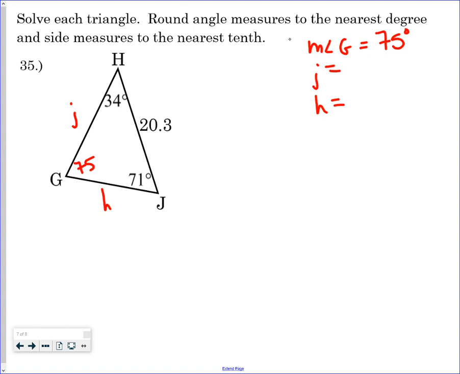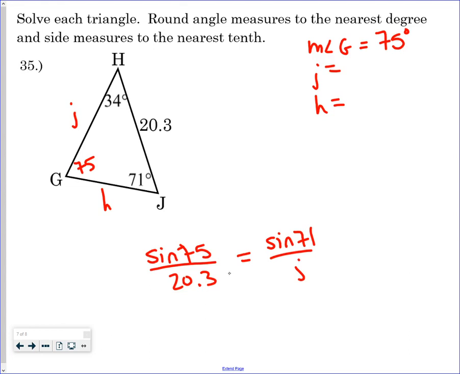What do we try and hope works? Sine. We do the law of sines first. So I'm going to start with what I know. I know sine of 75 over 20.3 equals, pick one. What do you want? J. So I'm going to pick sine of 71 over J. Everybody good? That looks okay, right? So we cross multiply and divide. You should start getting faster. It should be like a 2-second thing now.